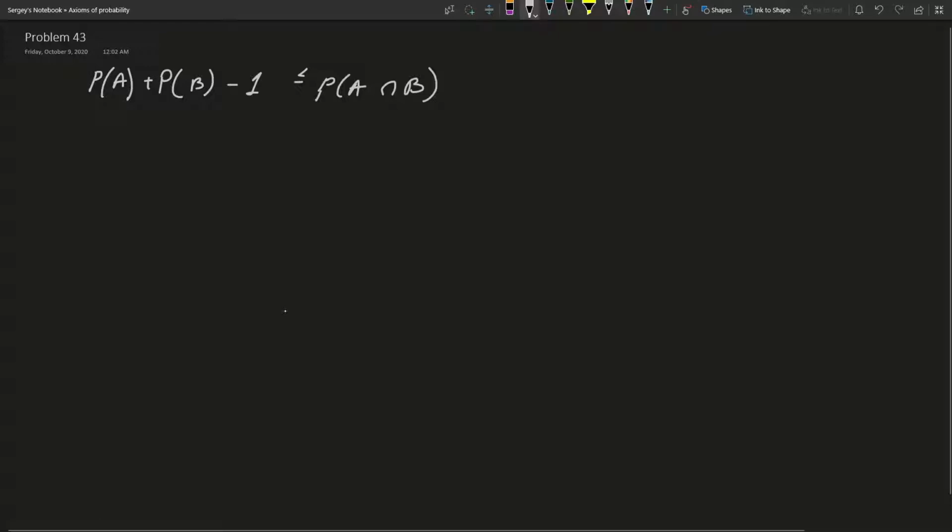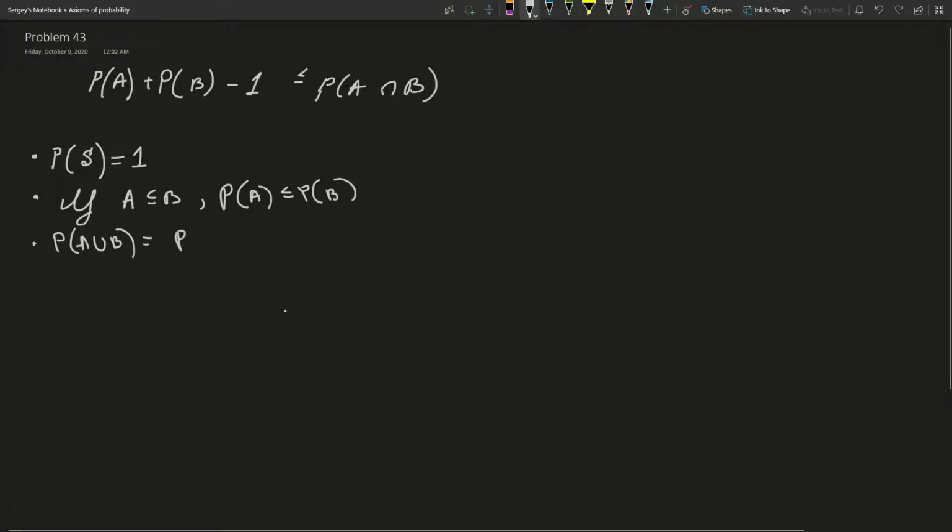So we're going to use a couple of properties and axioms of probabilities to show this. One axiom we're going to use is that the probability of the sample space equals 1. Another property is that if A is a subset of B, then probability of A is smaller or equal to probability of B. One more property is that the probability of A union B is the probability of A plus the probability of B minus the probability of their intersection.